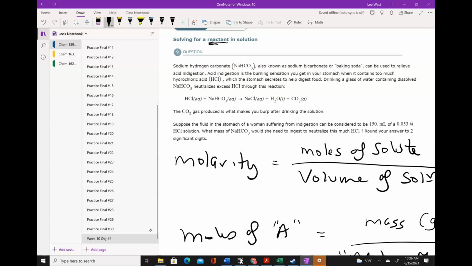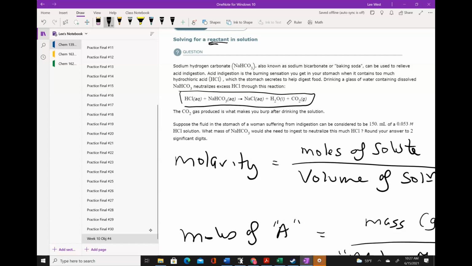It says sodium hydrogen carbonate, also known as sodium bicarbonate or baking soda, can be used to relieve acid indigestion. Acid indigestion is the burning sensation you get in your stomach when it contains too much hydrochloric acid, which the stomach secretes to help digest food. Drinking a glass of water containing dissolved sodium bicarbonate neutralizes hydrochloric acid through this reaction, and there's our balanced reaction. You'll see that it makes carbon dioxide gas, and the carbon dioxide gas produced is what makes you burp after drinking the solution.